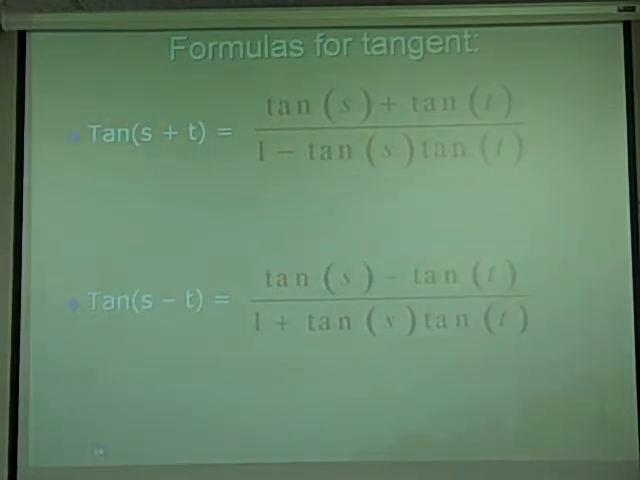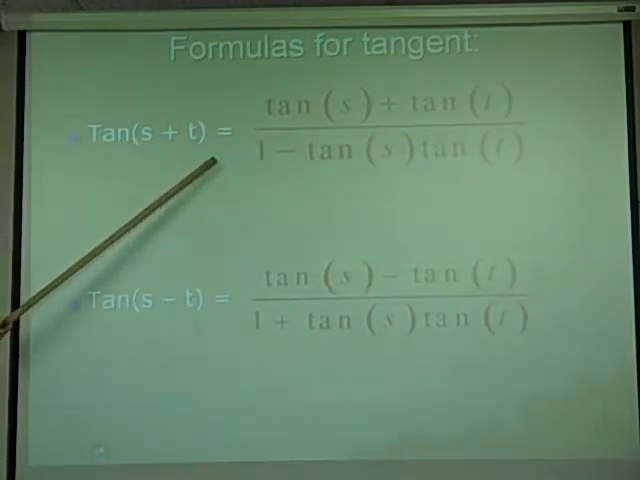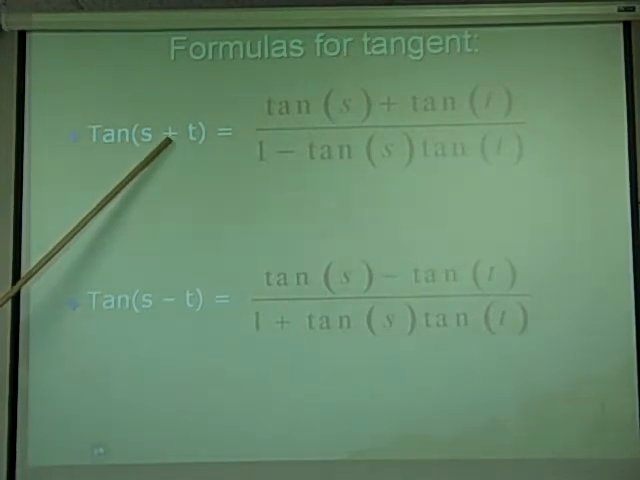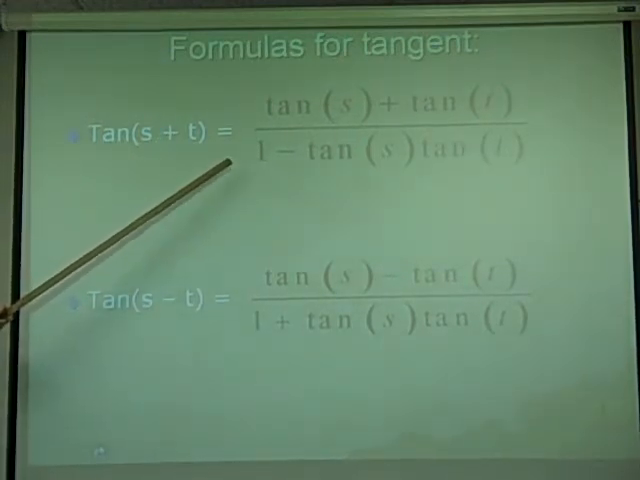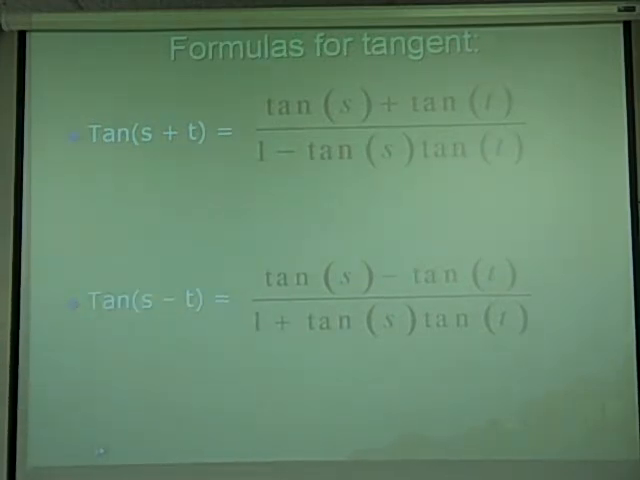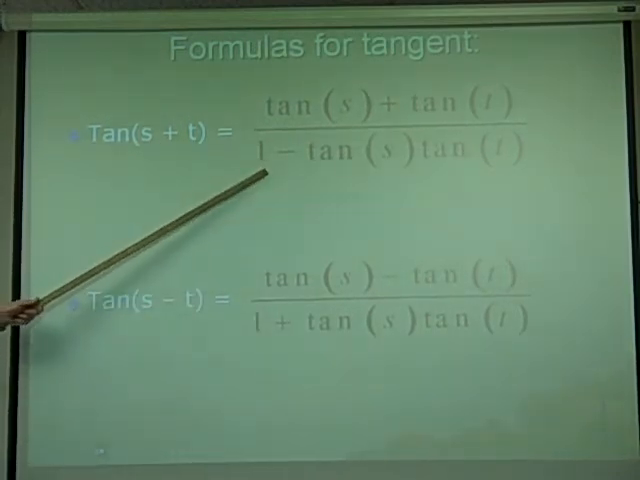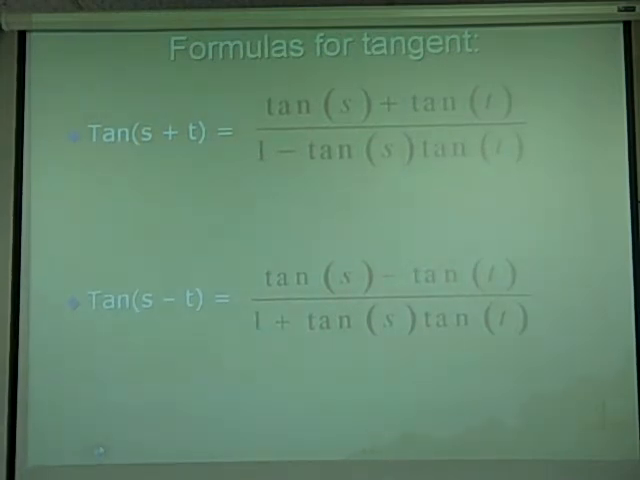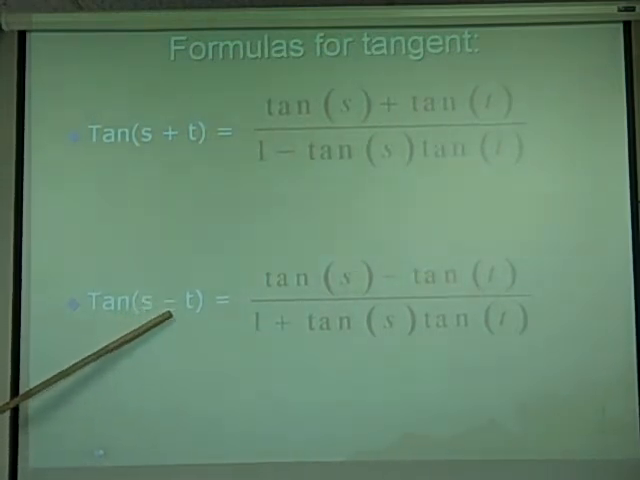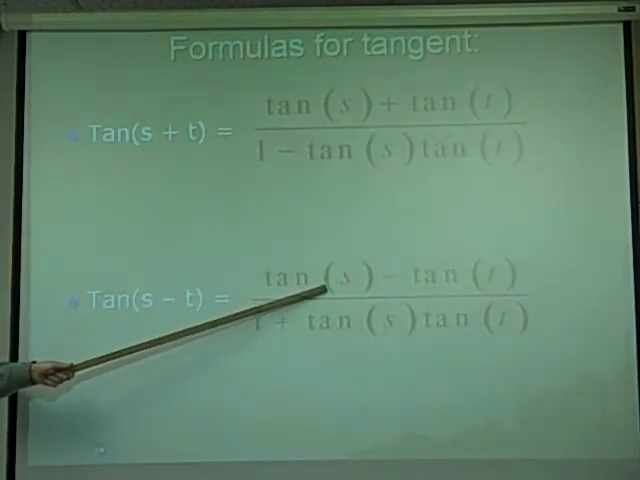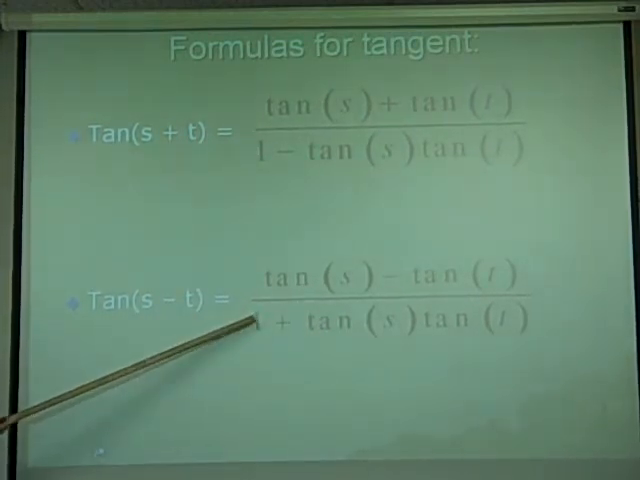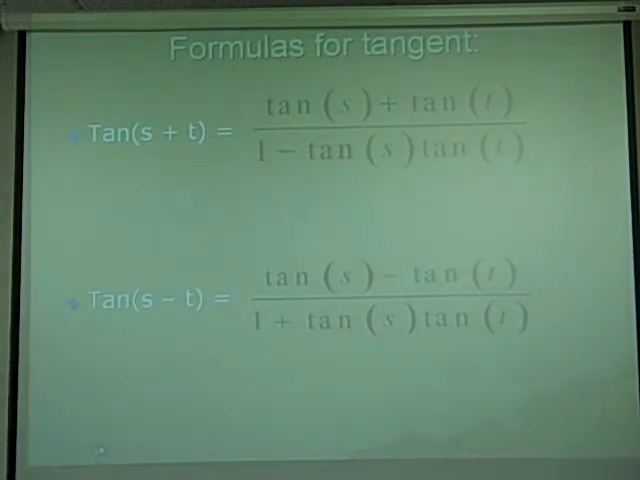For tangent, quite a bit different. See how we have a plus here for s plus t, while in the numerator, that's tangent s plus tangent t. And then in the denominator, we have 1 minus the product of tangent s tangent t. The numerator has the same sign as what we have here, s plus t. The denominator is always opposite the sign in the numerator. And then here we have tangent of s minus t, and that would be tangent s minus tangent t, and then here we have 1 plus the product of tangent s and tangent t.